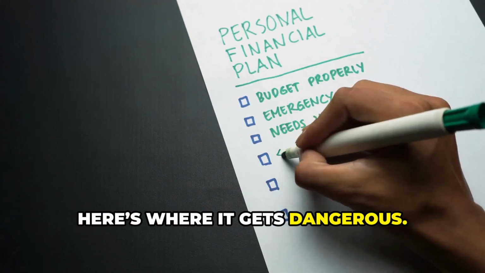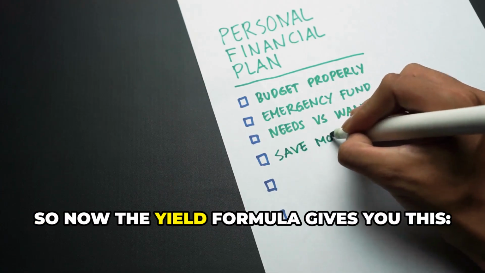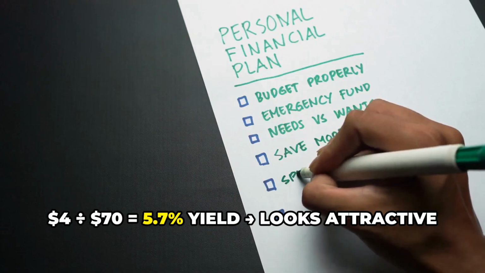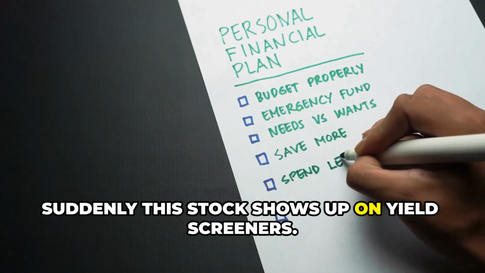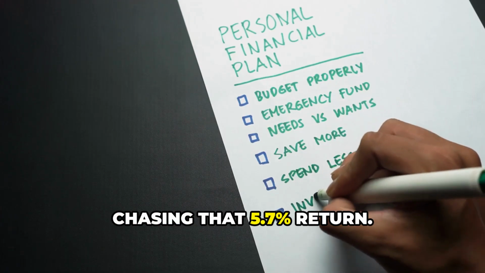Here's where it gets dangerous. The same $4 dividend hasn't changed yet. So now the yield formula gives you this. $4 divided by $70, 5.7% yield. Looks attractive. Suddenly this stock shows up on yield screeners. Investors pile in, chasing that 5.7% return.